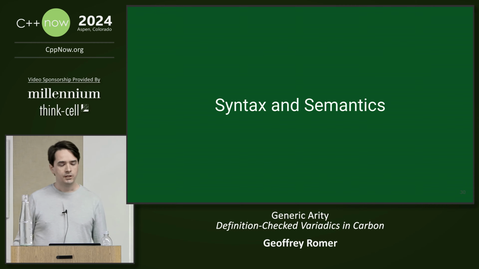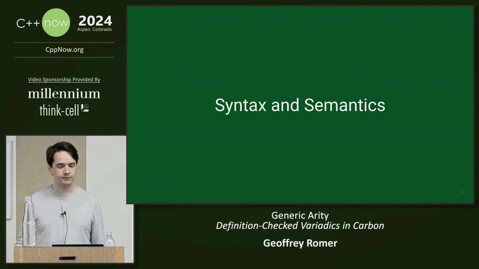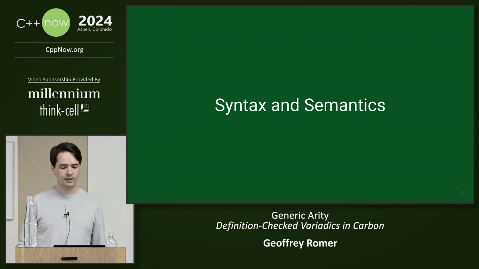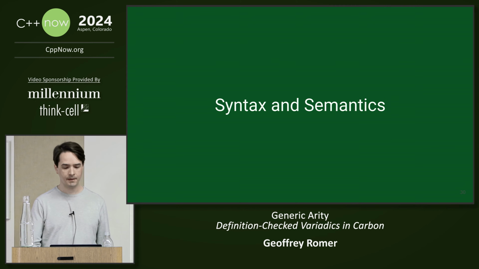So I'll start with the syntax and semantics of Variadic code, what it looks like and what it does at runtime, and then we'll get into how we can actually type check that code.